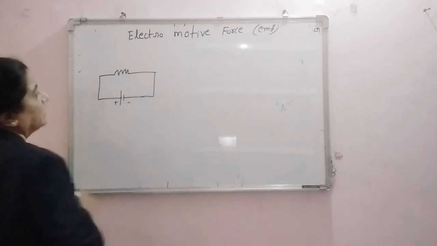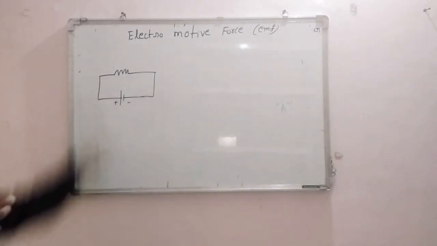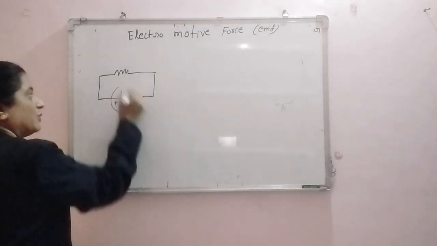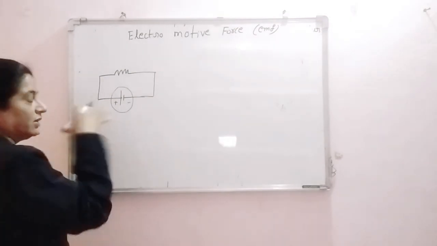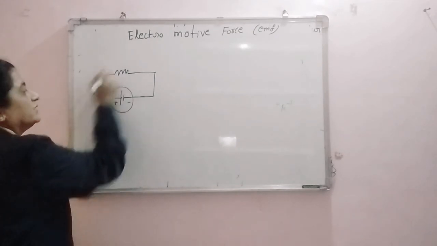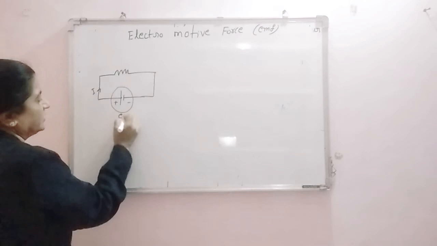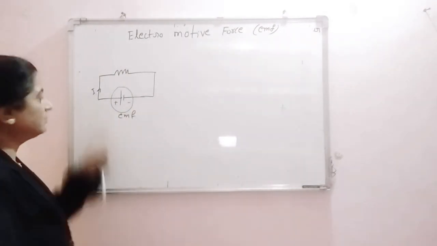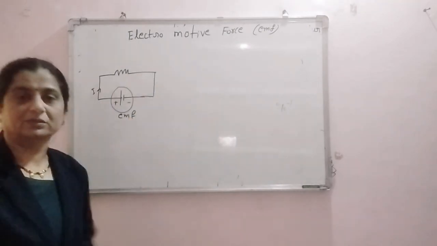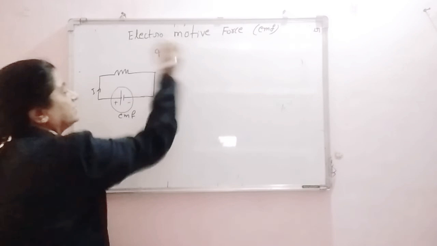These are the EMF devices. All the cells and batteries are EMF devices. When this cell provides the energy to move the charge in the circuit, that is called the EMF of the cell. So EMF of the cell is nothing but the energy provided to move the charge in the circuit.